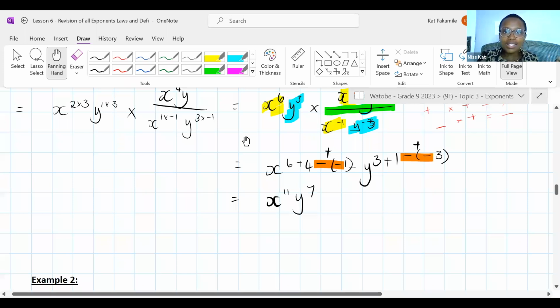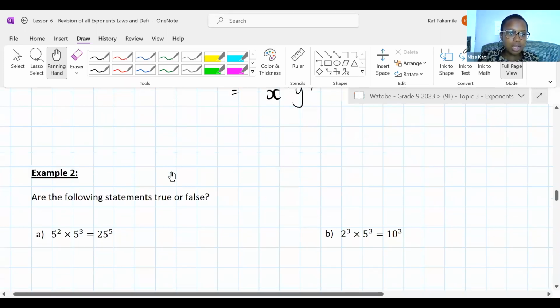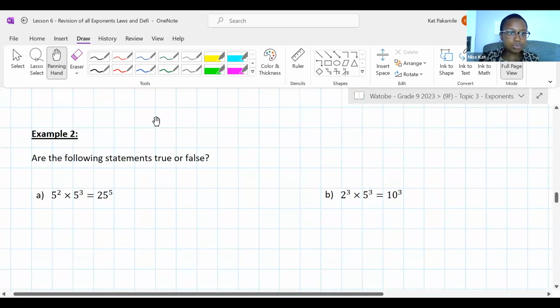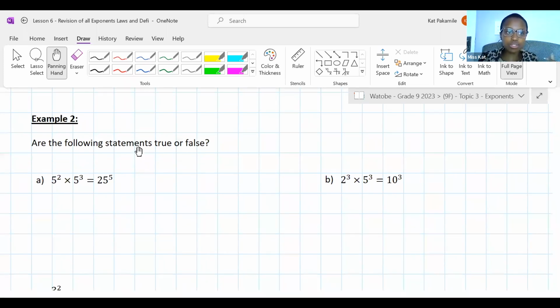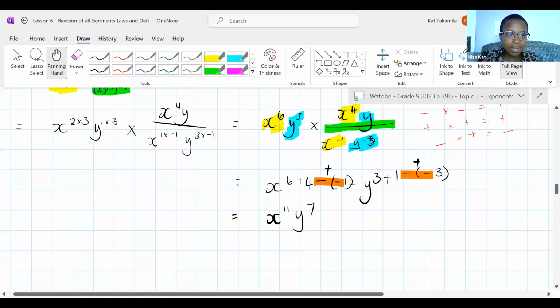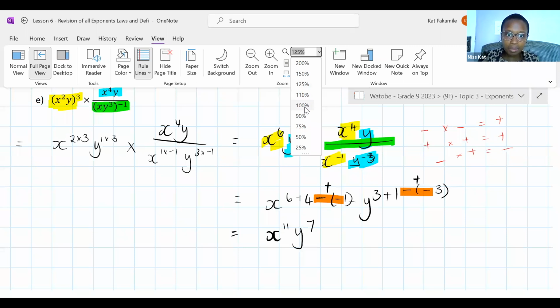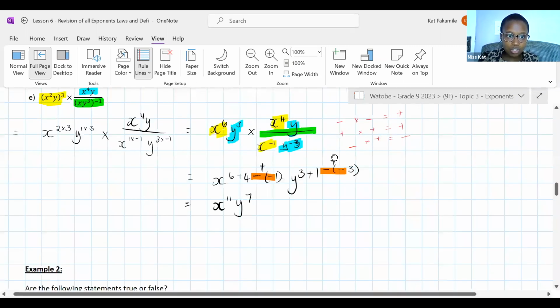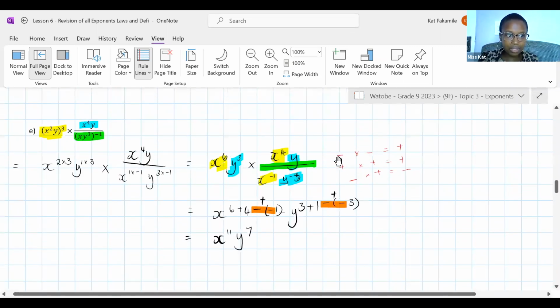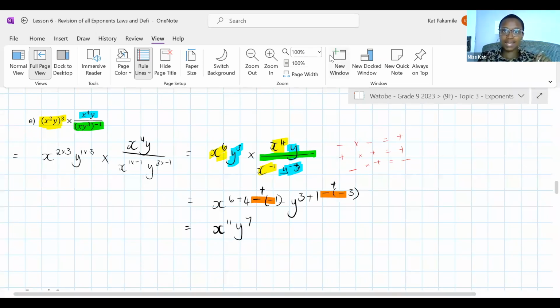Okay, now let's go to example 2, and we're gonna test whether these statements are true or false. Okay, A and B, fire around in the chat. True or false? So label it. Oh, sorry. You want to take screenshots? Let me make it a bit smaller so you can screenshot. There we go.